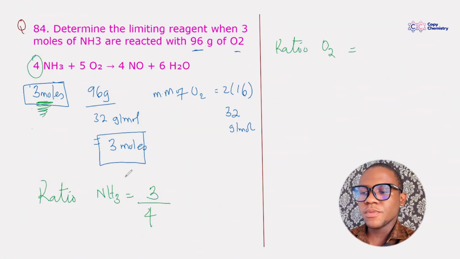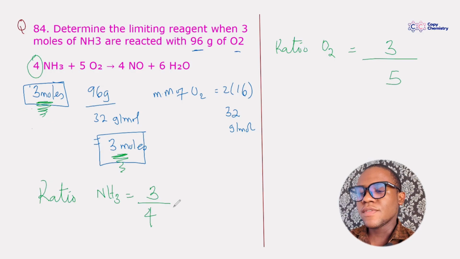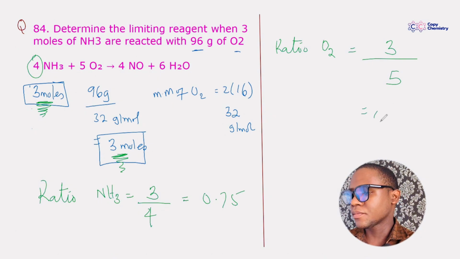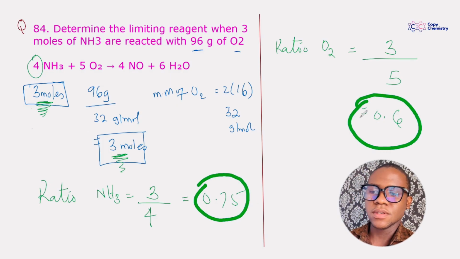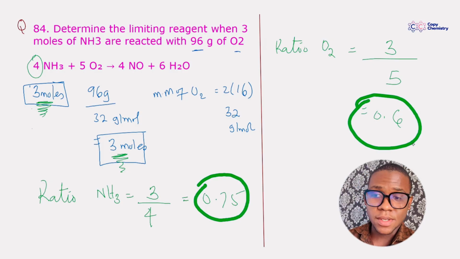How about the ratio for the other one, oxygen? It is going to be the number of moles of oxygen, 3, divided by the stoichiometric coefficient, 5. So you evaluate 3 over 4, and you evaluate 3 over 5. Then you can judge between this and this. Which is the smaller one? Look at it very well. Which is the smaller one there? 0.75 or 0.6? Yeah, 0.6.